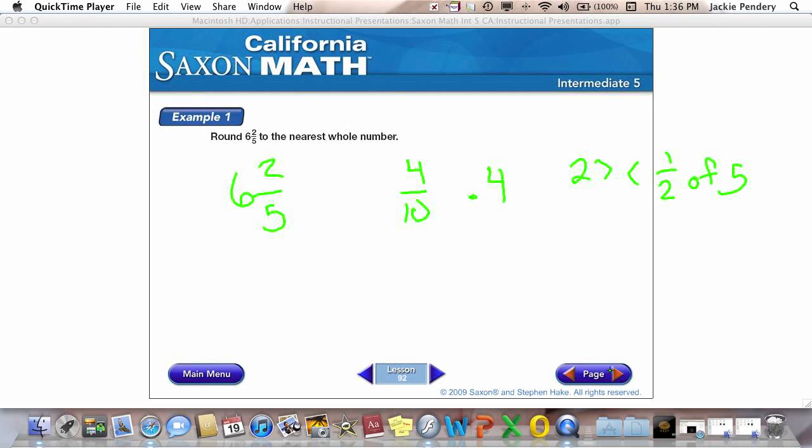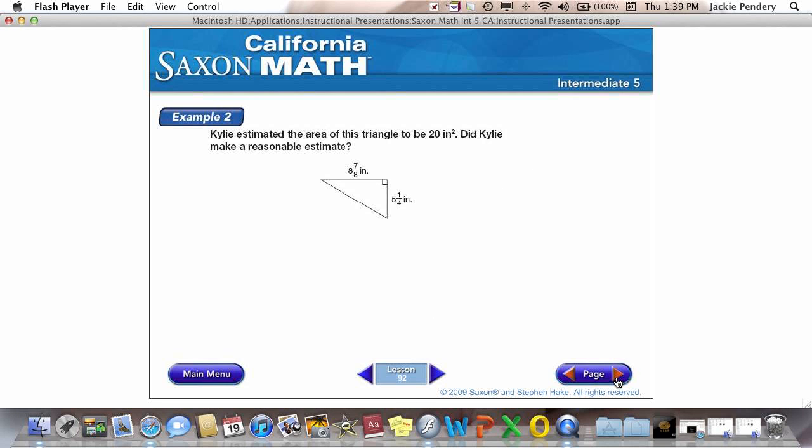Okay, let's move on really fast to example number 2. Kylie estimated the area of this triangle to be 20 inches square. Did Kylie make a reasonable estimate? So here we have 8 7/8 inches. I know that 7/8 is close to a whole inch, so I'm going to round this to 9 inches. 5 1/4, I'm going to round down to 5 inches.